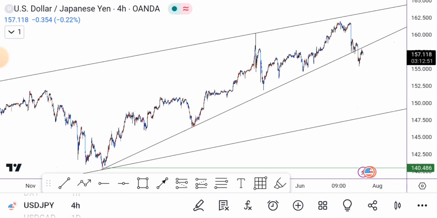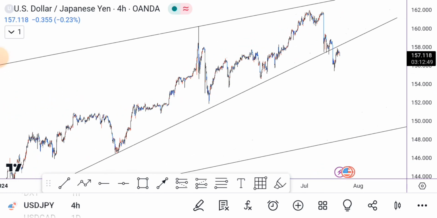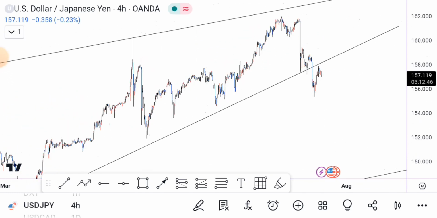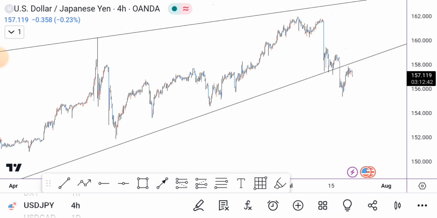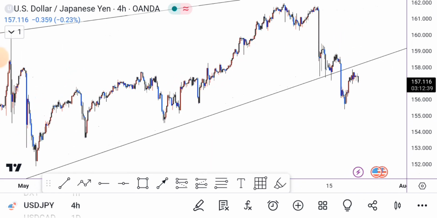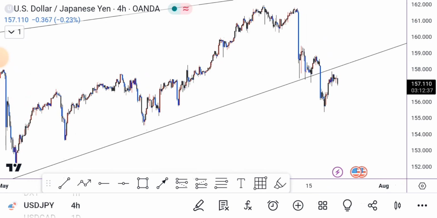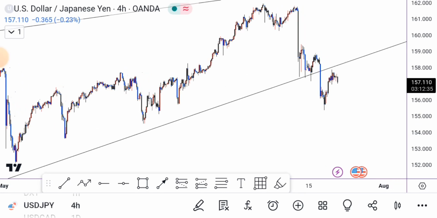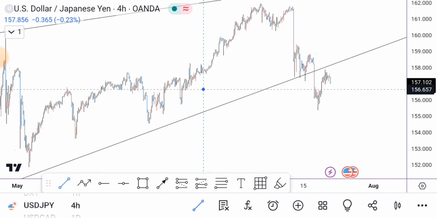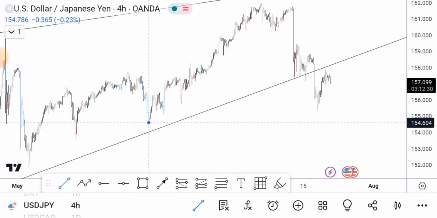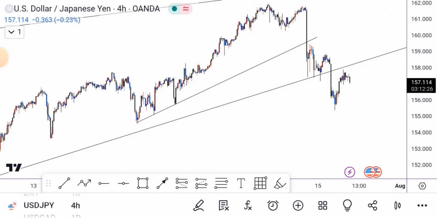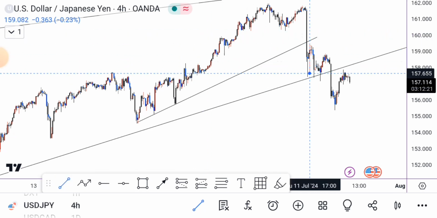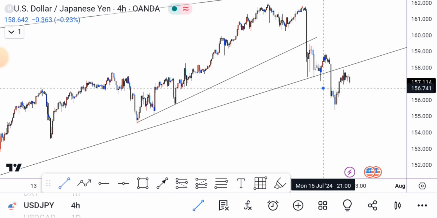Now we'll be looking for confluence to support our decision in price being bearish. You understand? So we're looking for reasons for why price has to go to the downside. And we can see here, if we connect these lows over here, you can see we have a trend line. Price broke the trend line, came back to retest it and shot down.